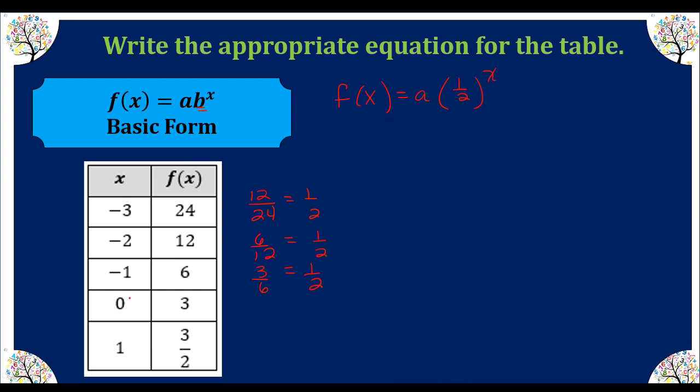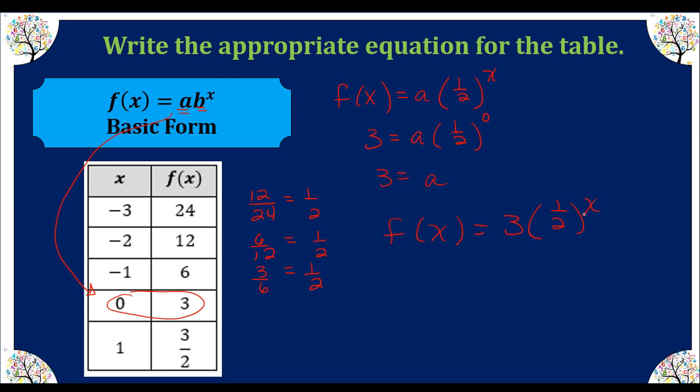And now we're going to plug in a point, or you can remember when it's in basic form that your a value will be your y-intercept, but let's just say you forgot. So we're going to plug in 3 for f of x. We're going to plug in 0 for x. Anything to the 0 power is 1, so that's 1a, so a is 3. And our final equation is 3 times 1/2 raised to the x.